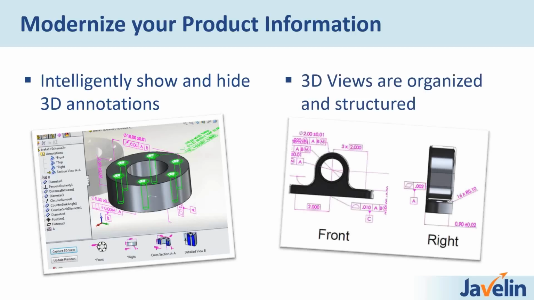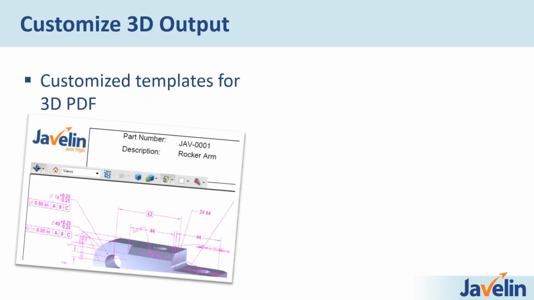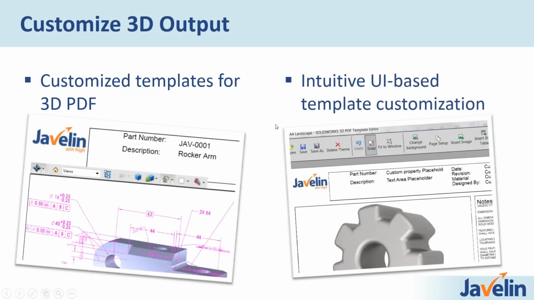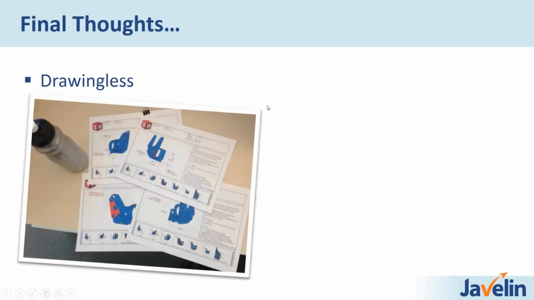All of that information is now intelligently conveyed inside of the 3D model as opposed to inside of a 2D model. And of course, the 3D view is easy to create, very organized, very structured, and completely customizable for you as well. And then I quickly looked at the ability to customize the templates for 3D PDF and how that's done. That's all included. We include some default templates, but of course you can customize them intuitively however you would like as well. Now, some final thoughts before we wrap up here.